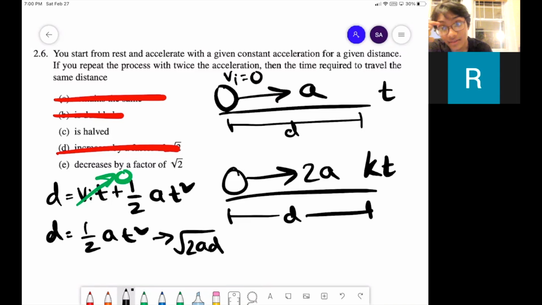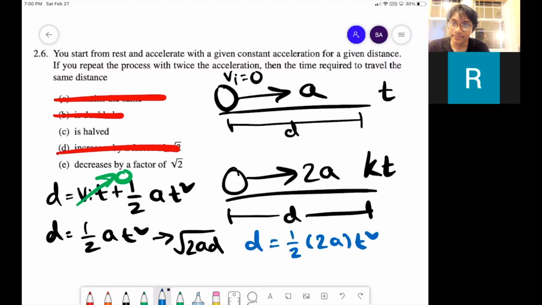Now, I want to travel the same distance, but with double the acceleration. So let's do that. The same distance, but now I'm going to double the acceleration. So half 2a t squared. Now let's see what happens. Well, the 2's cancel out. I'm left with d over a.